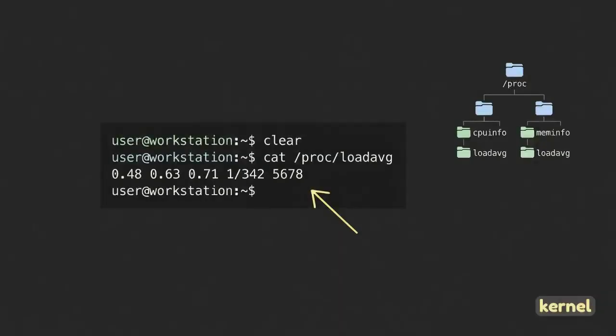We clear the screen again to isolate the next command's output, then run cat /proc/loadavg to read the kernel's raw load average file directly. This gives us the same three load numbers plus extra fields: the running/total process count after the slash, and the most recent process ID assigned by the kernel. It's the source of truth that uptime itself reads from.